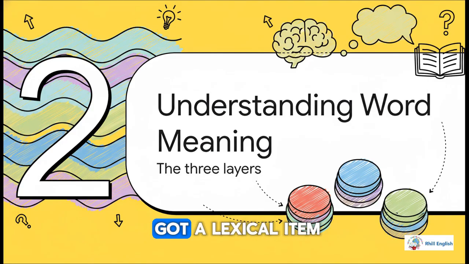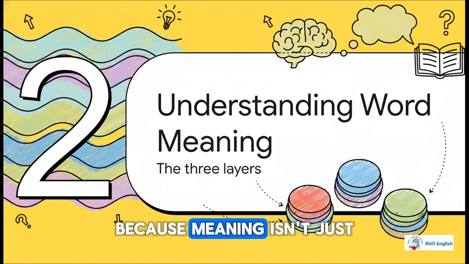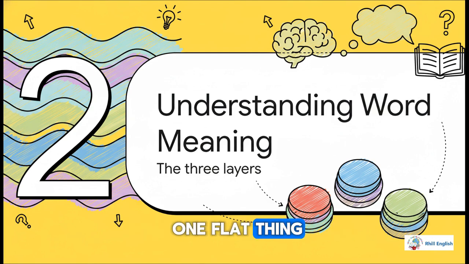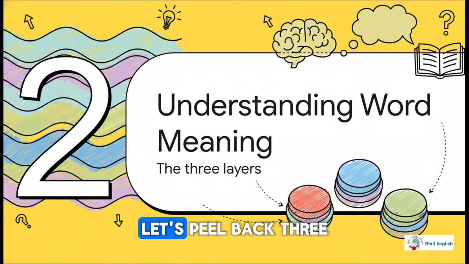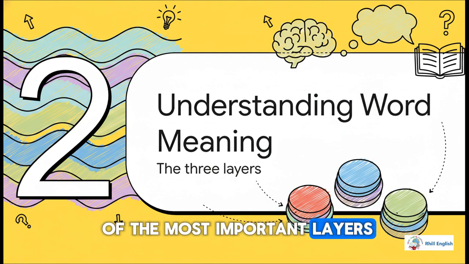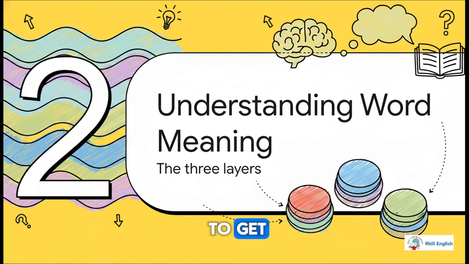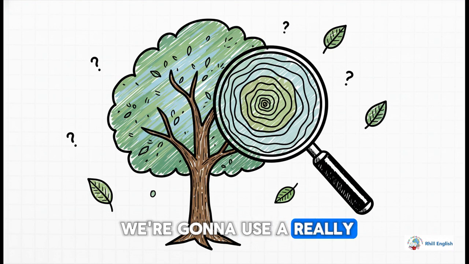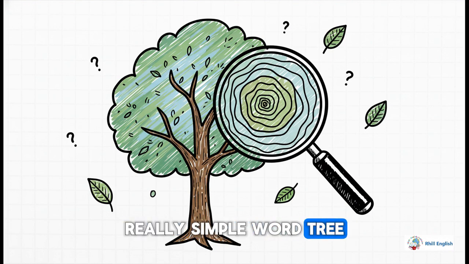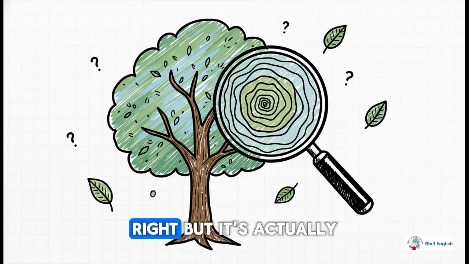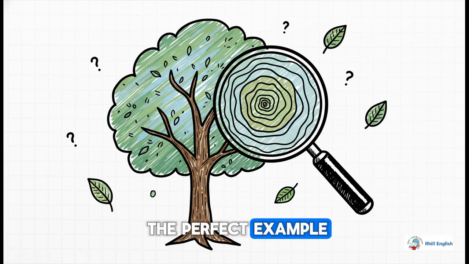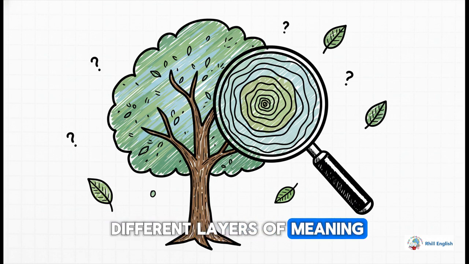Okay, so once we've got a lexical item, our next job is to teach its meaning. And this is where things get really interesting, because meaning isn't just one flat thing. Nope, it's got layers. Let's peel back 3 of the most important layers our students really need to get. And to do this, we're going to use a really simple word, tree. Seems totally straightforward, right? But it's actually the perfect example to show you these different layers of meaning.